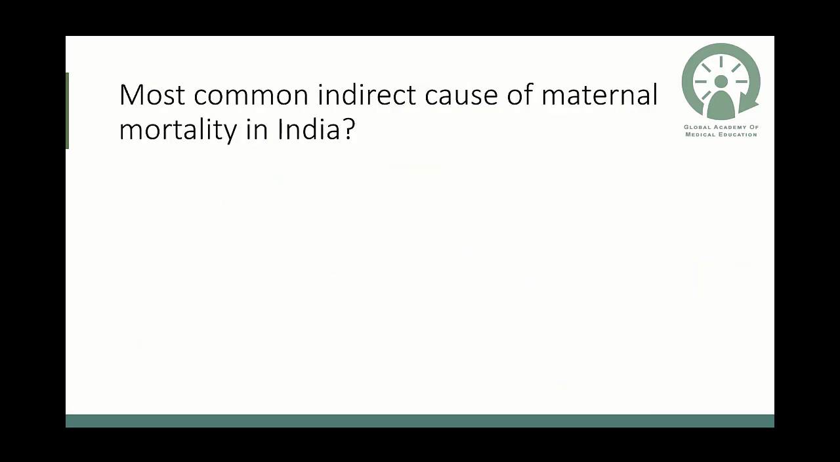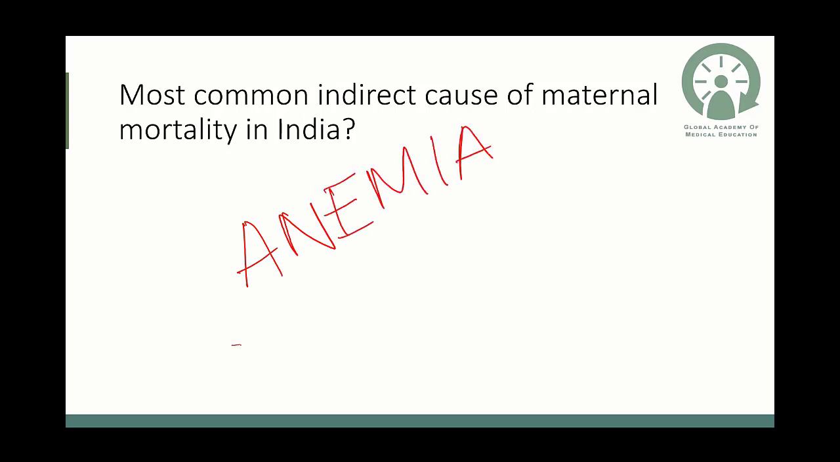Coming to the next question, most common indirect cause of maternal mortality in India. Remember, anemia. So anemia causes problems in fetal development, in mother's development, in uterine development, everywhere. It causes FGR, it causes preeclampsia, it leads to everything.